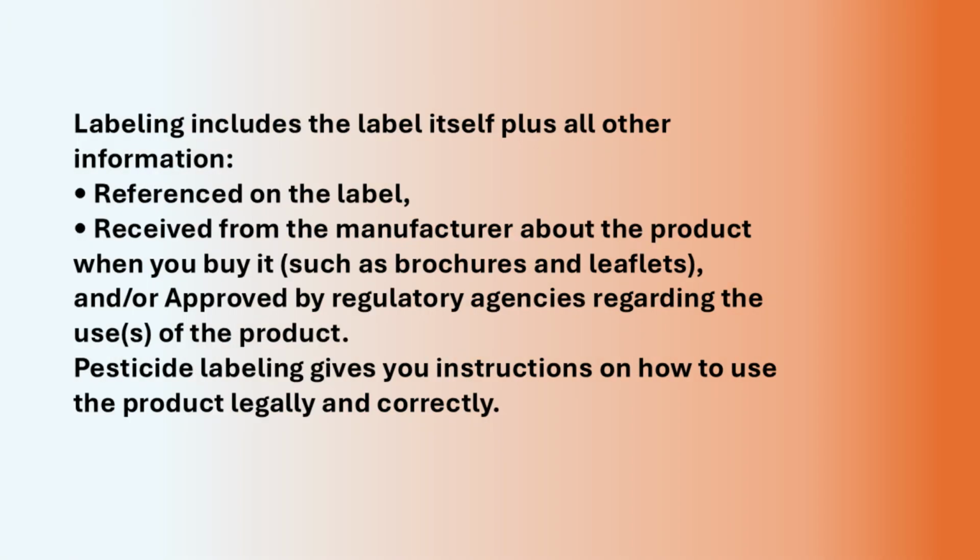Labeling includes the label itself, plus all other information referenced on the label, received from the manufacturer about the product when you buy it, such as brochures and leaflets, and or approved by regulatory agencies regarding the uses of the product. Pesticide labeling gives you instructions on how to use the product legally and correctly.